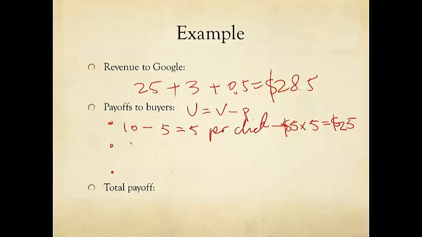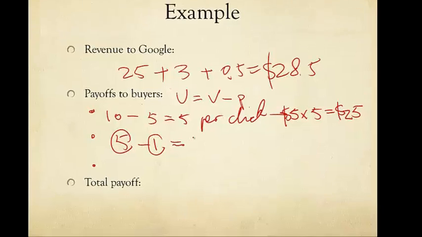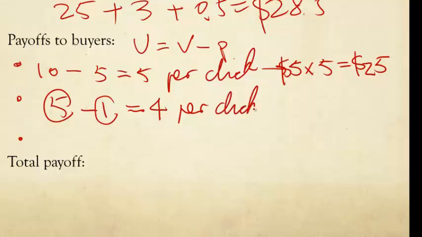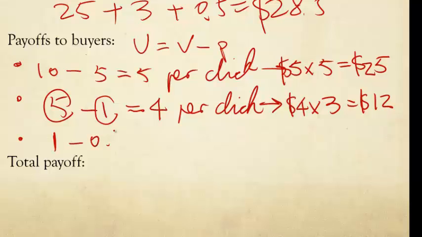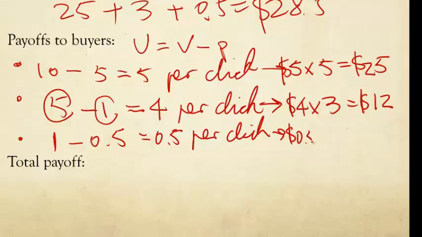And the second bidder's payoff is $5 minus 1. That's your valuation, and that's the price you pay. So what you get is $4 per click, which translates into $4 times 3 clicks per hour, that is $12 per hour. Finally, the third one, your valuation for the third ad space that you received is 1, and the price you pay is the minimum. So the payoff is $0.50 per click, which translates into $0.50 per click times 1 click per hour, which is $0.50 per hour.